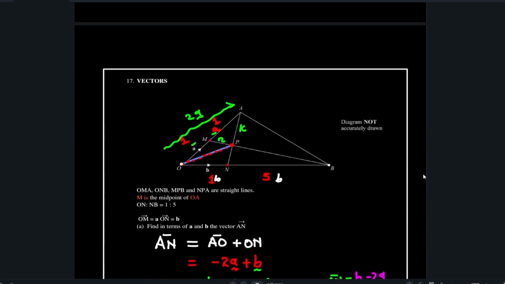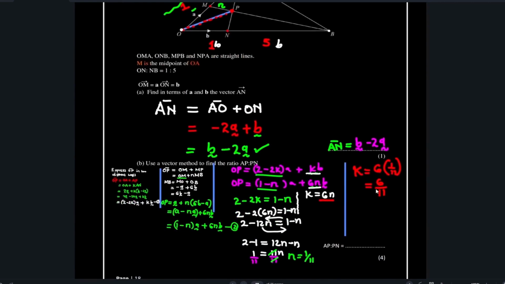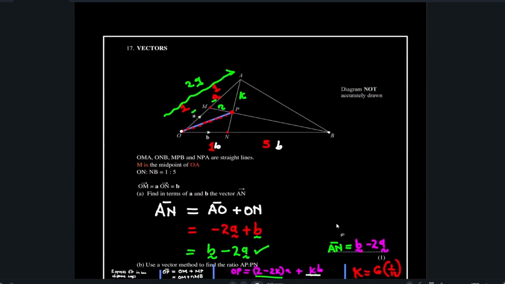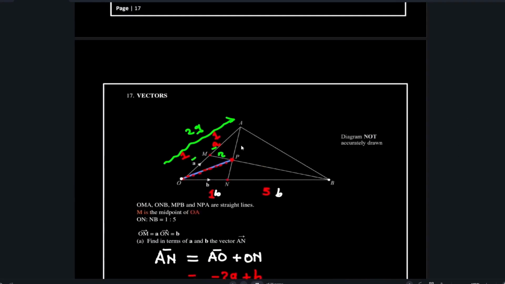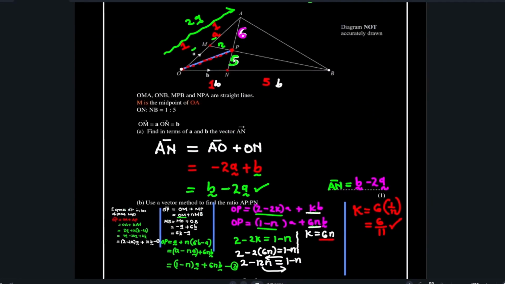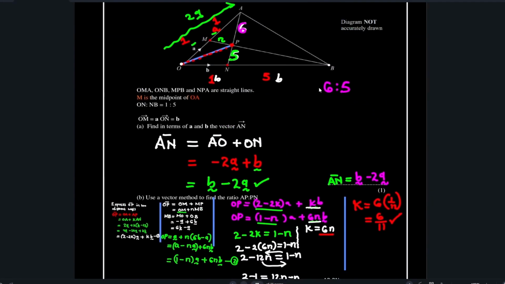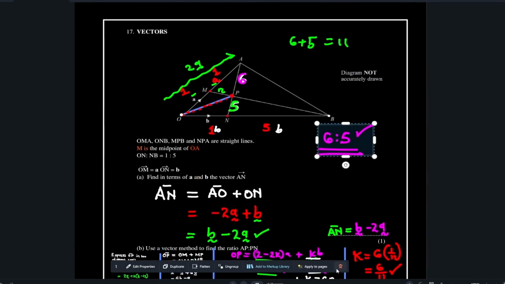Let's go back to the diagram. We have said our k is 6 over 11. What do you need to add in order to get 11 from 6? It's 5. So below here, it must be 5, so that as a fraction, this can be 6 over 11 and 5 over 11. So our ratio is going to be 6 is to 5. That's the ratio we were supposed to have there.